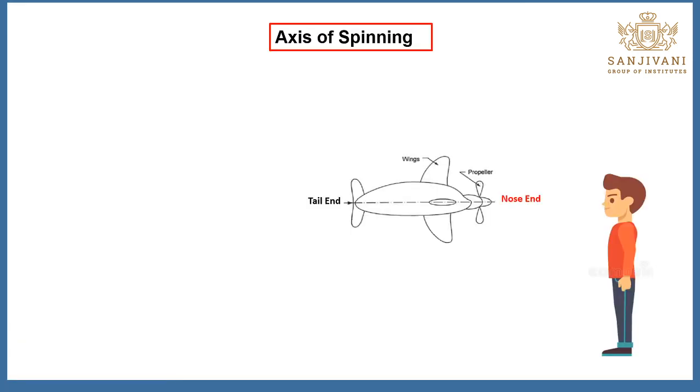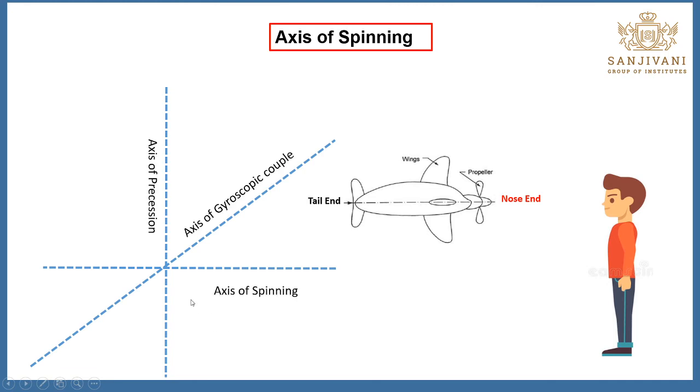Now we are going to study the right hand rule, and with that right hand rule, we need to understand this gyroscopic couple. Just try to understand. This is for the example. This is the nose end of the aeroplane, and the observer is standing over here towards the right hand side. These are the three axes: one is the axis of spinning, one is the axis of precession, and the third one is the axis of gyroscopic couple.